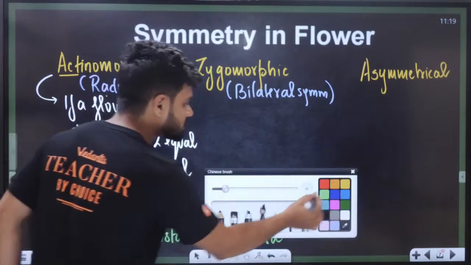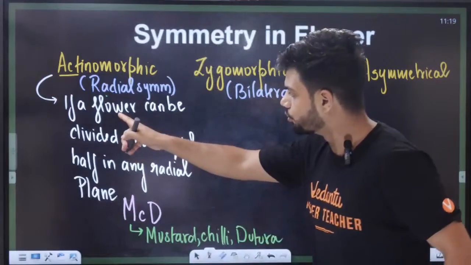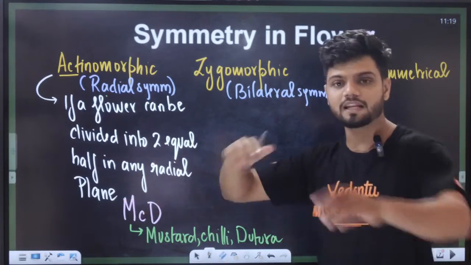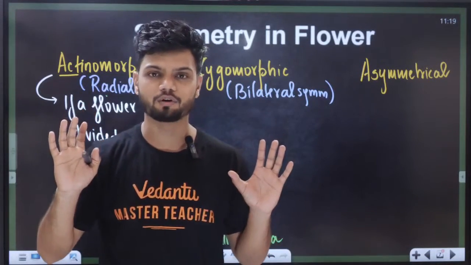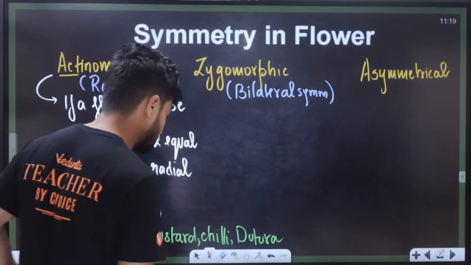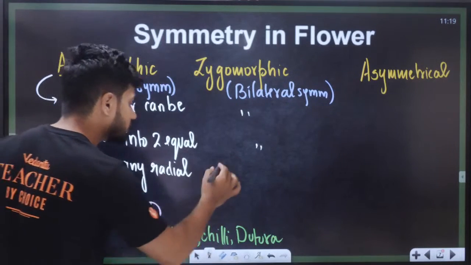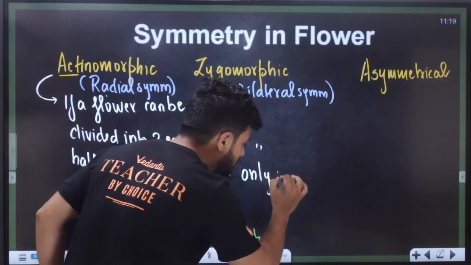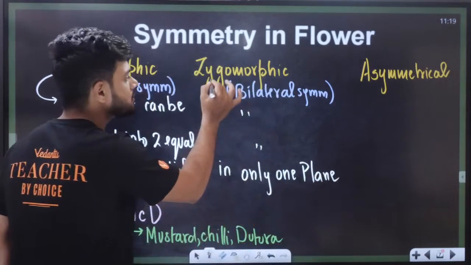Bilateral symmetry. Now understand, students, what exactly happens in the case of zygomorphic. Here I told you, if a flower can be divided into two equal halves in any plane, cut like this, cut like this, cut like this, anywhere you cut it, it will be actinomorphic. But in the case of zygomorphic, what happens? Understand. In only one plane, that is called your zygomorphic.